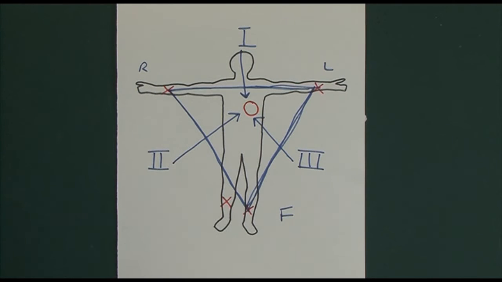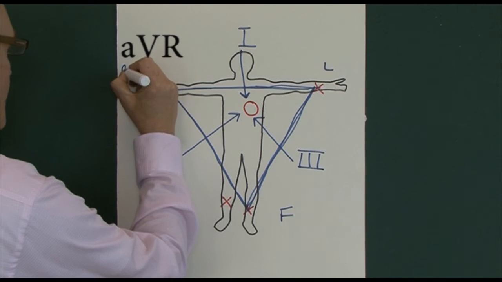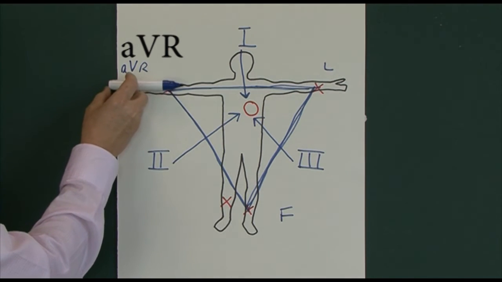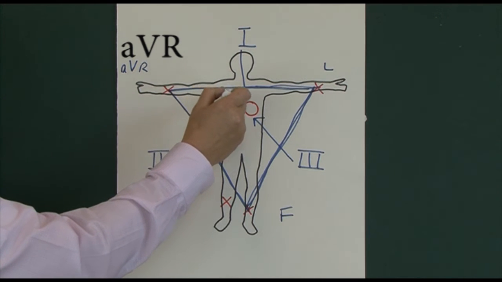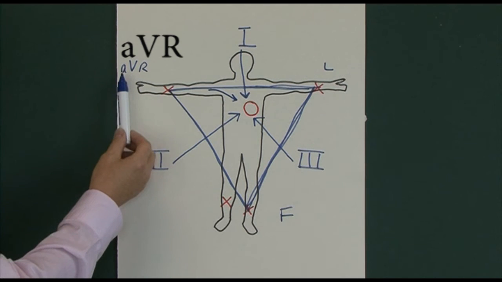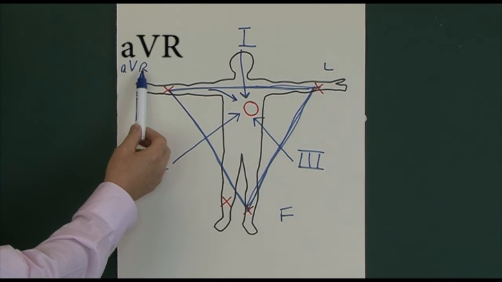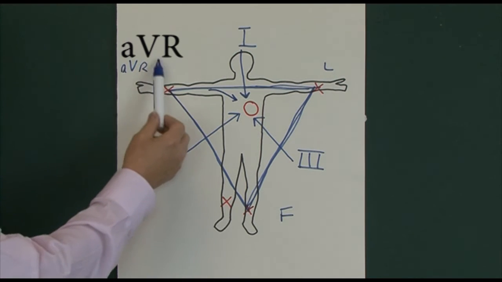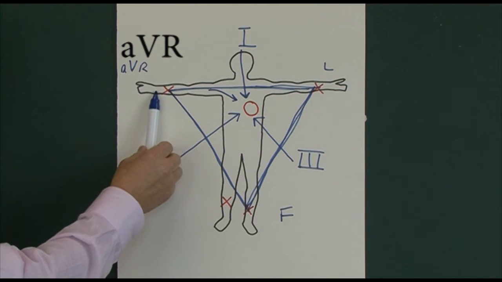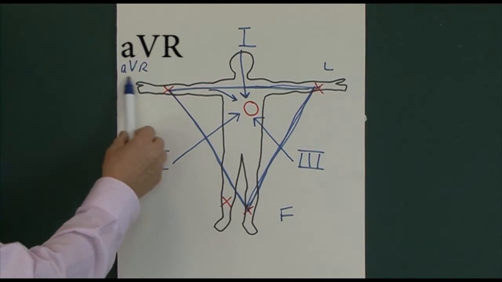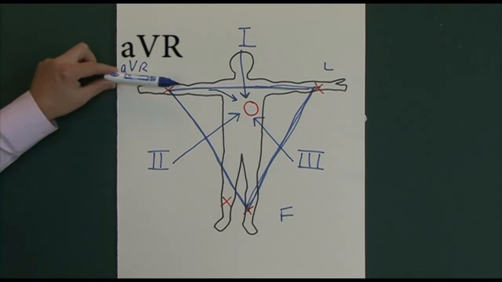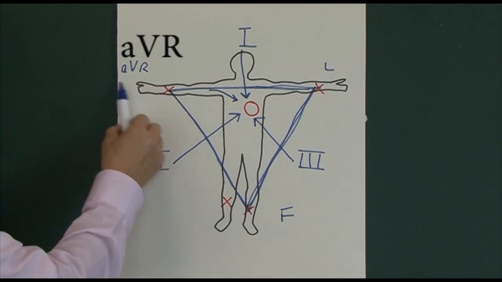Now the next view is AVR. And AVR is looking at the heart from the right arm. So it's essentially looking at the heart in this direction. So again, that's another view. Now the AV stands for augmented voltage right, because again the machine is adding a bit of voltage to this. Now the voltage is already there, it's picked up here, but the way I think of it is because it's a long way from the heart, it needs a bit of a boost.